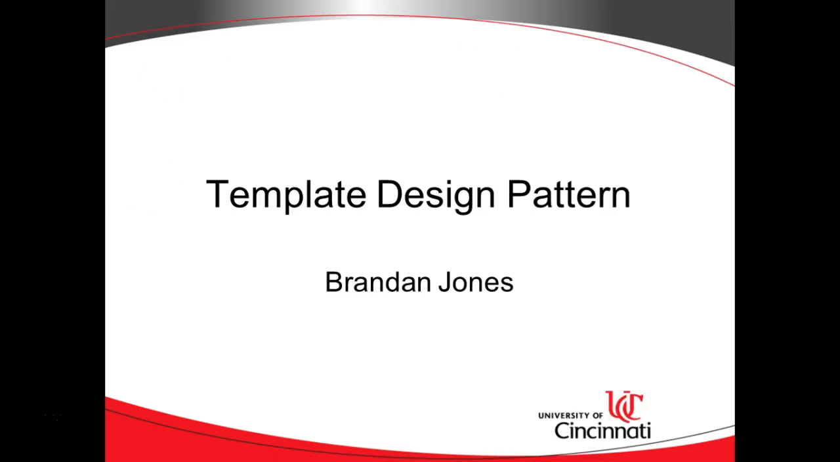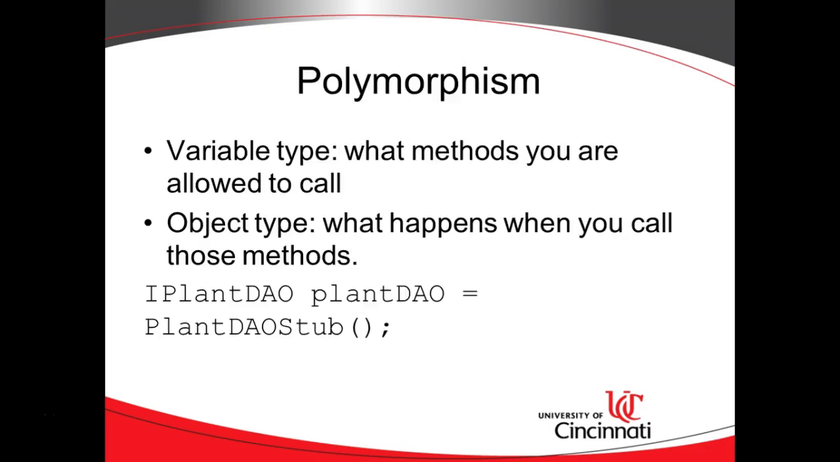We need to think of a better way to accomplish what we want. So we'll take a look at the template design pattern and how that can be used to accomplish what we want. First of all, a reminder on polymorphism, because this is going to come into play with the template design pattern. Variable type tells you what methods you're allowed to call. Object type tells you what happens when you call those methods. Take a look at the line at the bottom of the slide and see if you can identify which is the variable type and which is the object type.